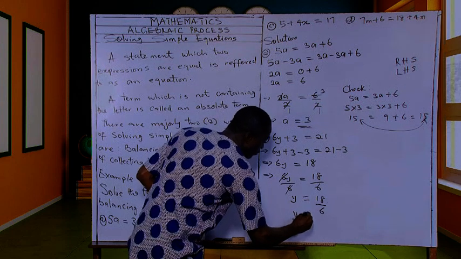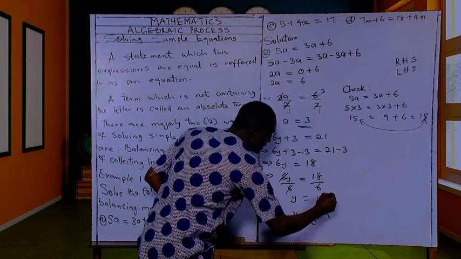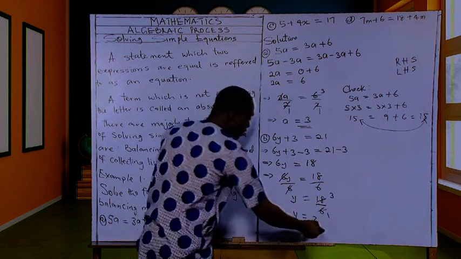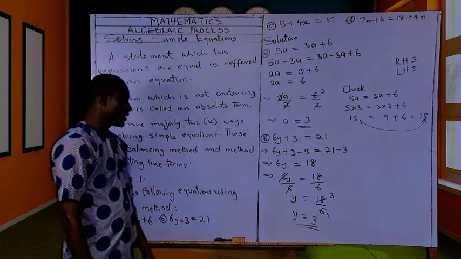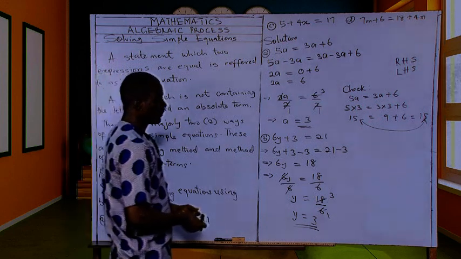So y will be equal to what? y will be equal to 3, because 6 in 6 is 1, and 6 in 18 will give us 3, and 3 over 1 will give us 3. So the value of y that we have been looking for all the way equals 3.